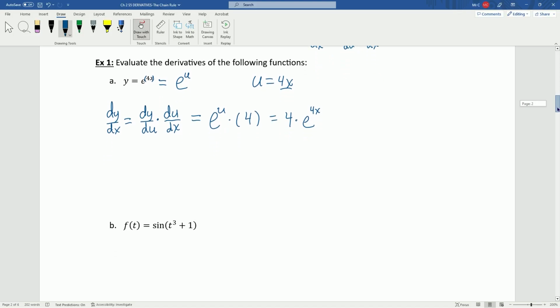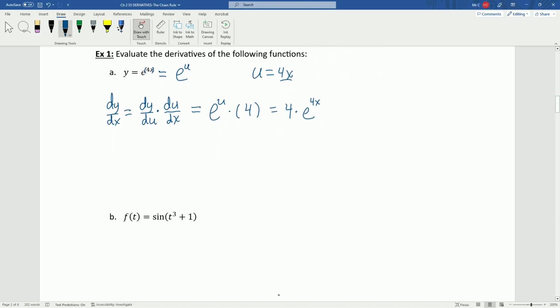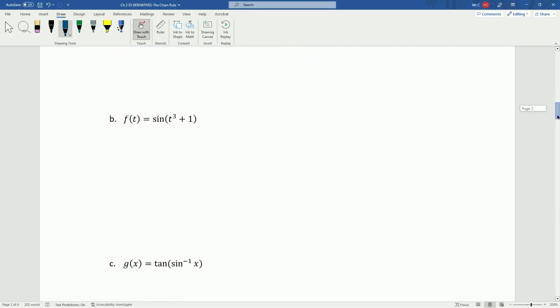Okay, so that sometimes can seem a little tricky at first, so we're just going to do a whole bunch of examples of this, and hopefully it won't feel too tricky after that.